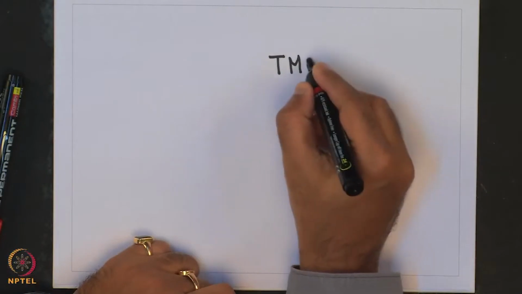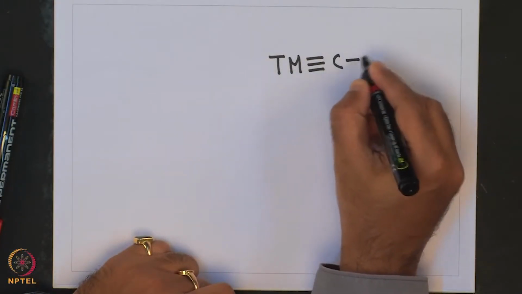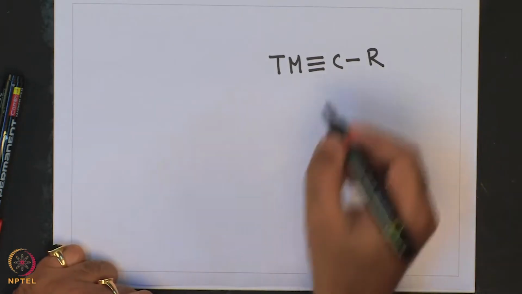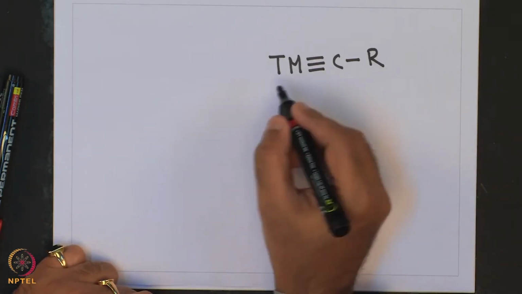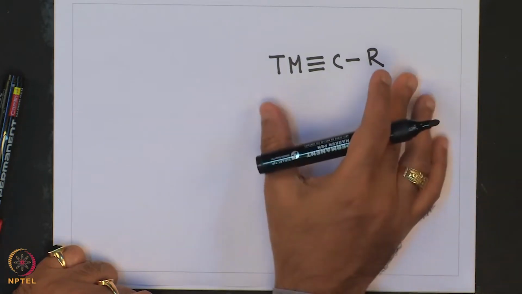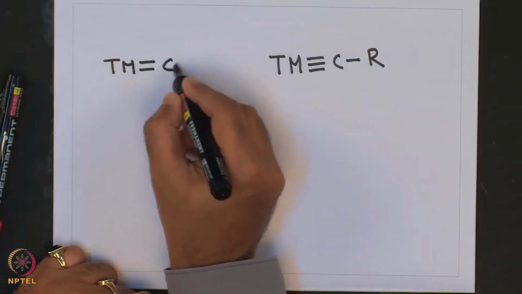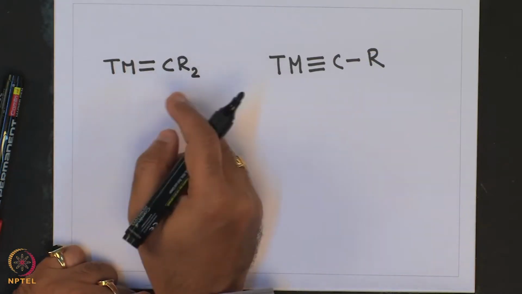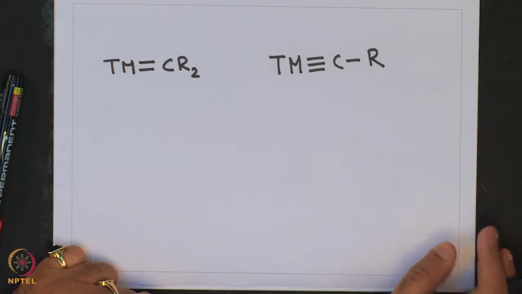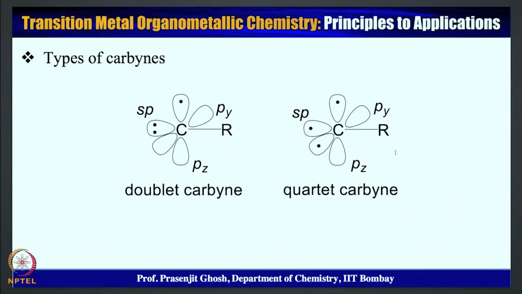These transition metal carbene complexes are designated like this, where there is a multiple bonded carbene moiety with the transition metal. Now, these were discussed in the pretext of transition metal carbene complexes, which have double bond character between the transition metal and the carbene moiety. What we had seen is that they come in two classes: one is the doublet carbene and the other is the quartet carbene.